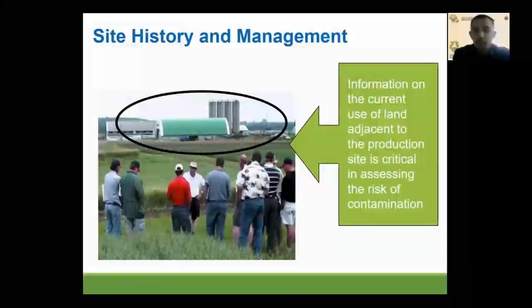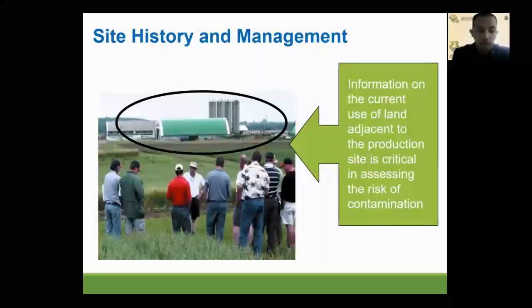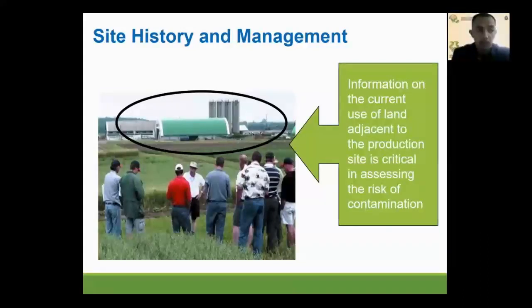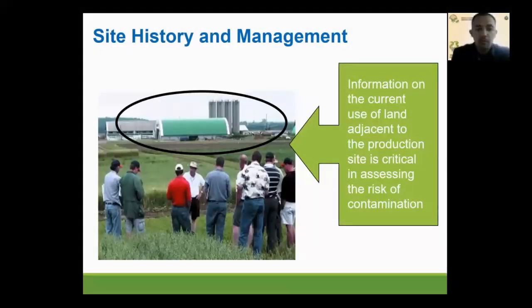Information on the current use of land adjacent to the production site is critical in assessing the risk of contamination. For example, if your farm is nearby a factory which involves chemicals or other potential contamination. So having this information, you will know how you can manage the potential contamination when engaging in the production.